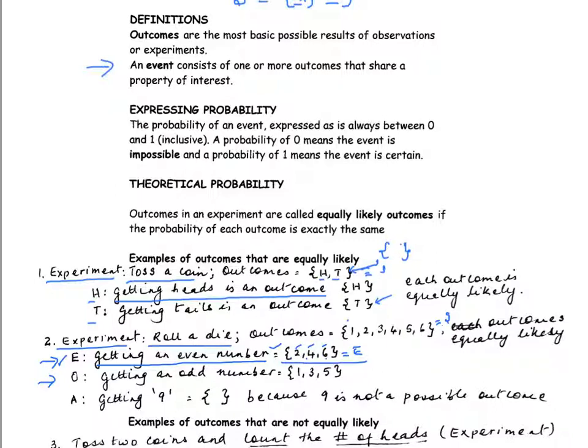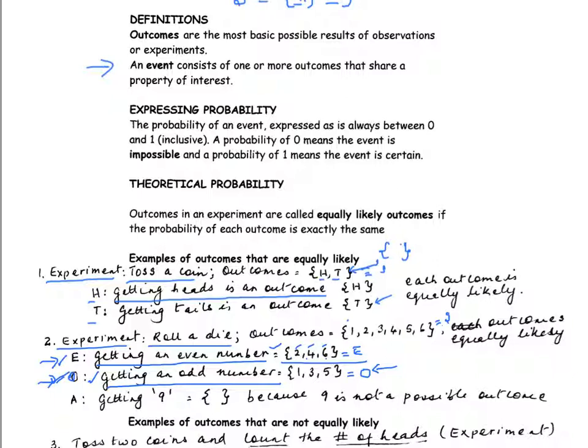Let's look at the second outcome, or not really an outcome, it's an event, getting an odd number. So what are the odd numbers possible in this particular experiment? The odd numbers are 1, 3, and 5. These are the only odd numbers. So an event can be described in words, getting an odd number. It can be denoted by letters in the uppercase. In this case, we've used O, or it can be written as a collection of objects in braces.